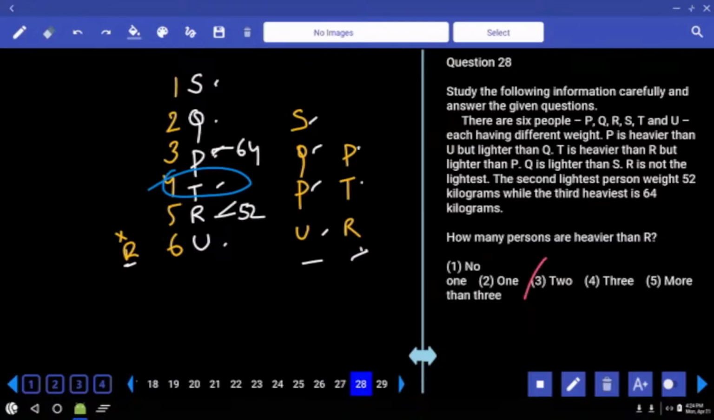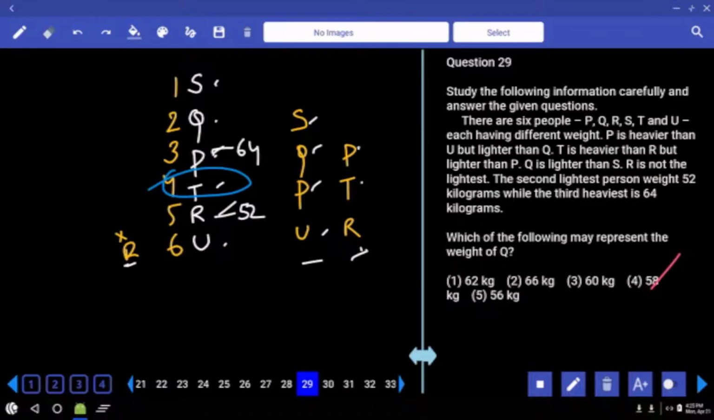Question 28: How many are heavier than R? Heavier than R, there are 4. Now 4 is more than 3, choice 5. Then question 29: which of the following may represent the weight of Q? Now Q's weight is more than 64. More than 64 and 66, that is choice 2.